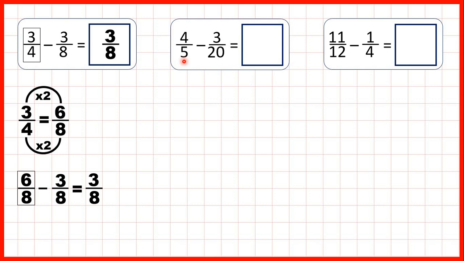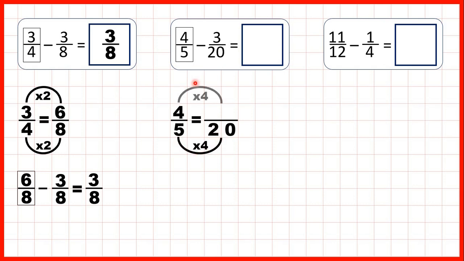Now we have 4/5, and we need to subtract 3/20. Again, we've got fractions with different denominators. But 20 is in the 5 times table, so we can find a fraction equivalent to 4/5, which has a denominator of 20. 5 times 4 is 20, and what we do to the denominator, we do to the numerator as well. 4 times 4 is 16, so we know that 4/5 is equivalent, or has the same value as 16/20.